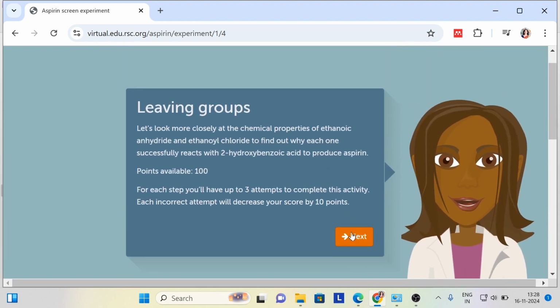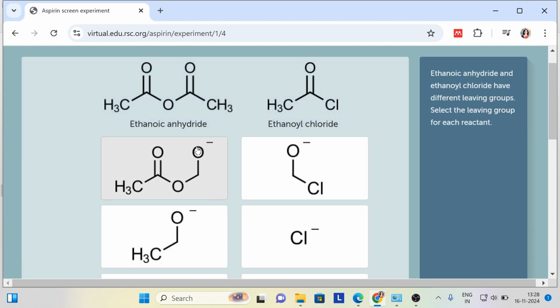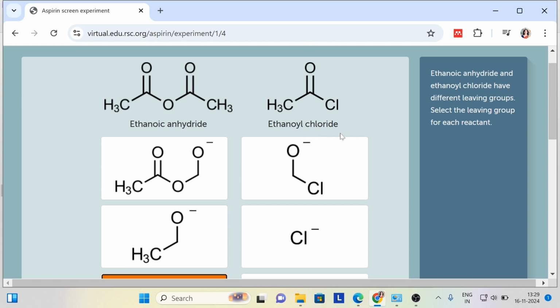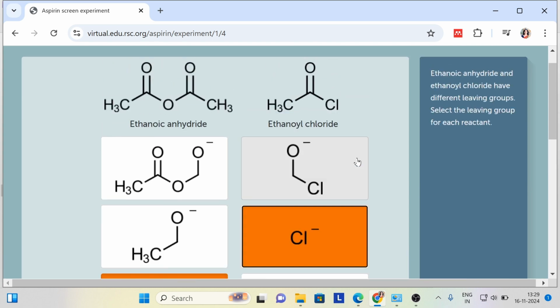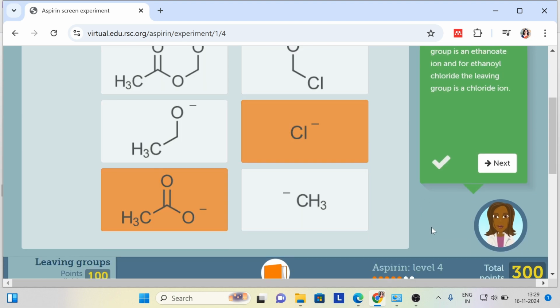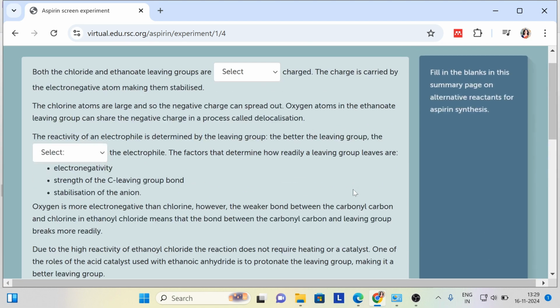Let's talk more precisely about which one would be the leaving group if we react them together. Now if ethanoic anhydride is used, then this group moiety would be the leaving group. So I hope this one is the leaving group. But when ethanoyl chloride is used, only Cl- leaves. So both of them have different leaving groups. So let us have a check next. Yes, so here a complete comprehension is there.